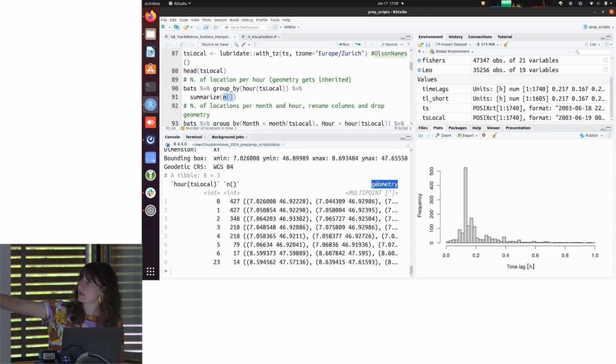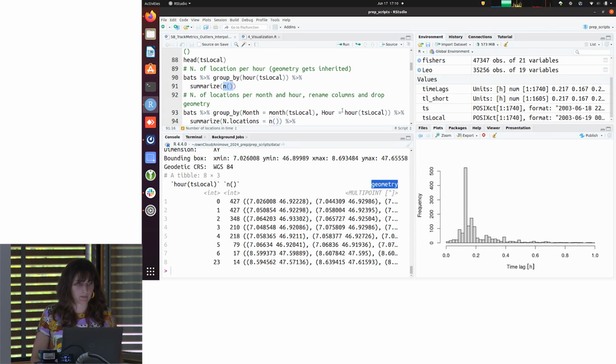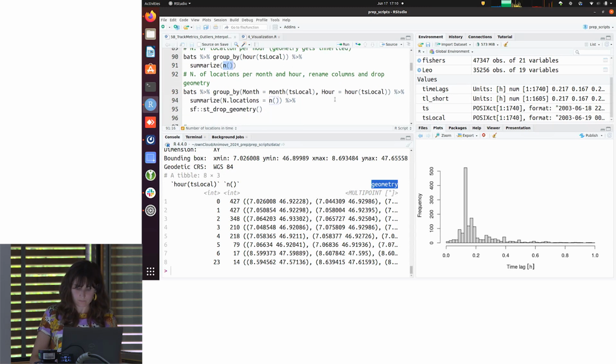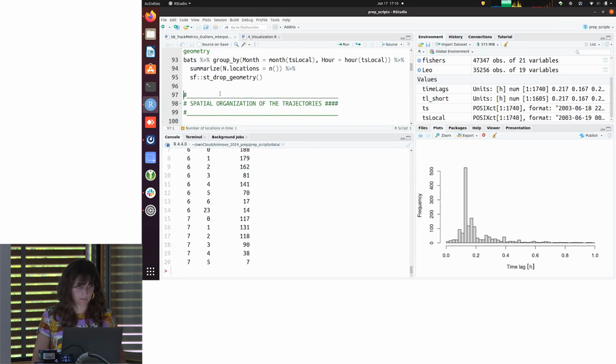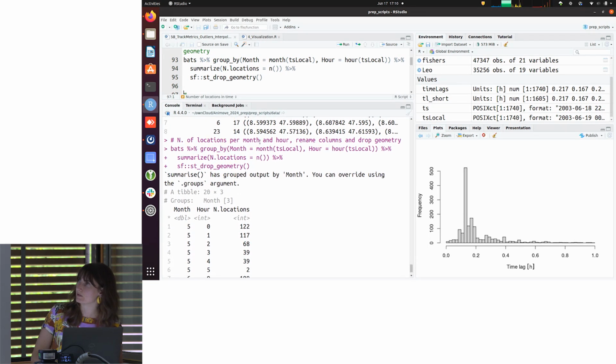The geometry means that in this multipoint column, each entry has all the points that belong to that group, so to that hour. Depending on what you need, but usually you don't need that information. And then you can just drop it here with st_drop_geometry. Here we do the same, but we give it a nicer name. We group by month and hour, and then we drop the geometry. And so here we have the same information, just a bit more organized.